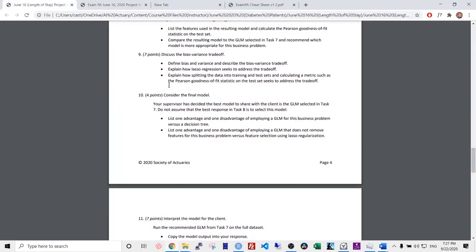The last part: explain how splitting the data into training and test sets and calculating a metric such as the Pearson goodness of fit statistic on the test set seeks to address the trade-off.